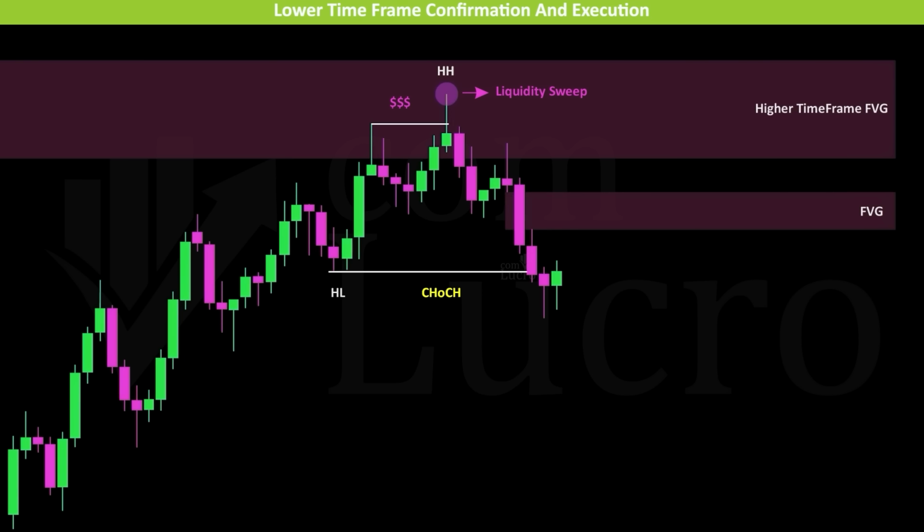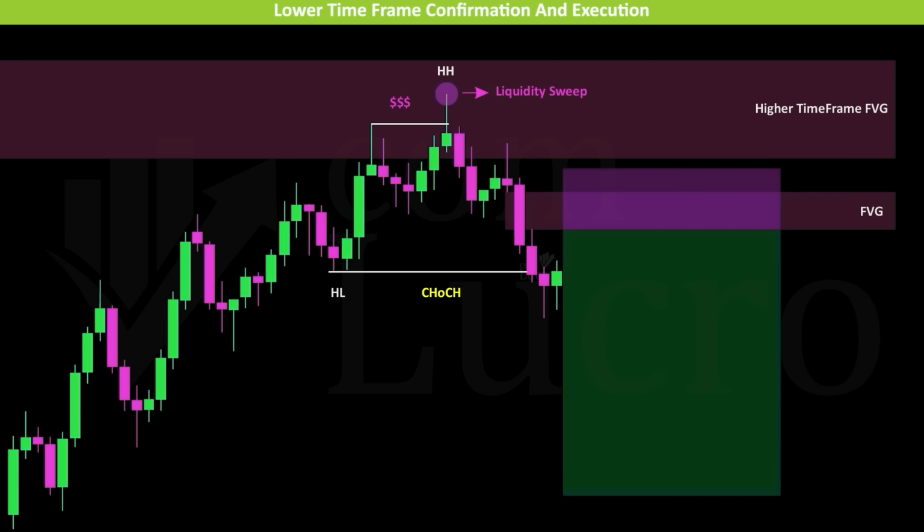This is why the strategy is referred to as FVG and FVG. This does not mean that the lower time frame fair value gap must sit exactly inside the higher time frame gap. The key idea is that the higher time frame gap defines the optimal reaction area, while the lower time frame gap offers precise entry timing after confirmation.